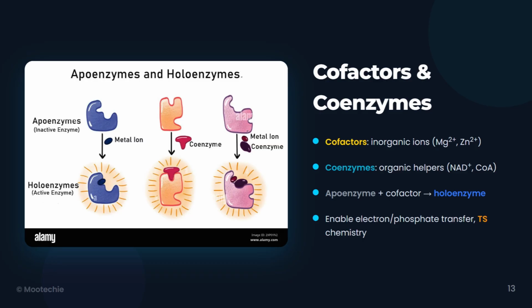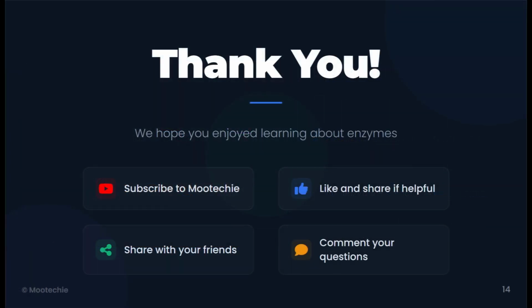The slide has an image showing an inactive apoenzyme combining with a metal ion and a coenzyme to form the active holoenzyme.